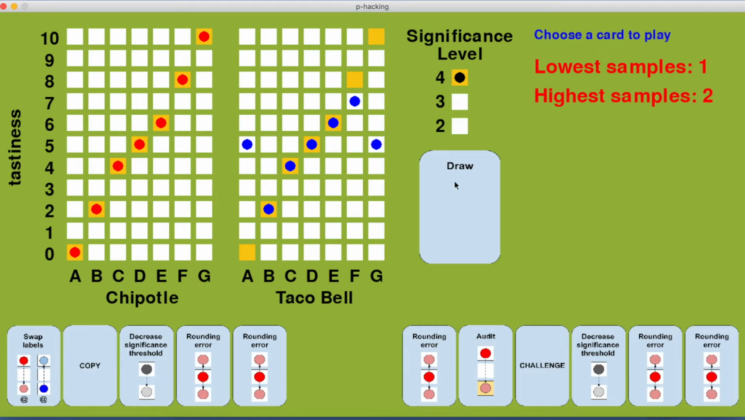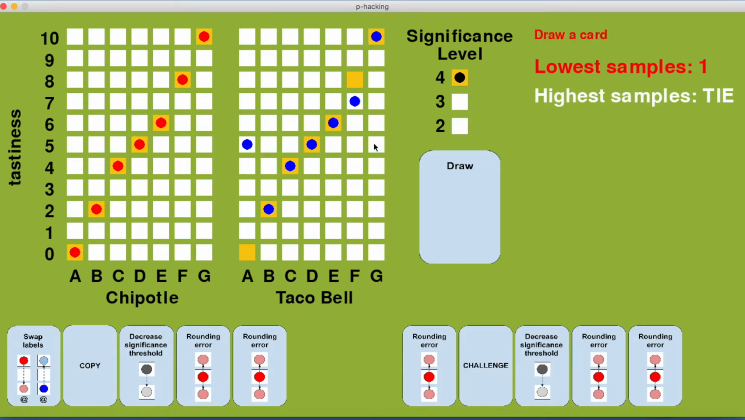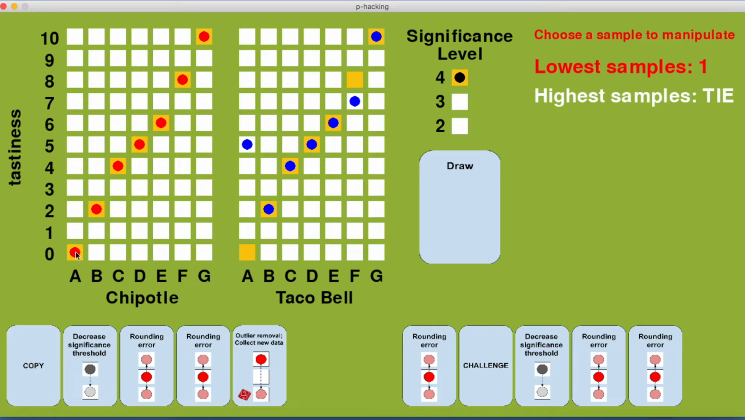Now on blue's turn, they can use this audit action in order to reset their last sample back to 10. Now on red's turn, they can use this swap labels action. This allows them to switch the values of a red and a blue sample. So they'll choose column A, so now their value increases to 5, whereas the blue sample here decreased from 5 to 0.